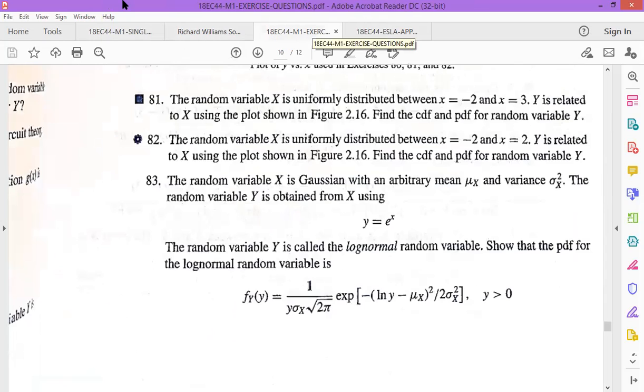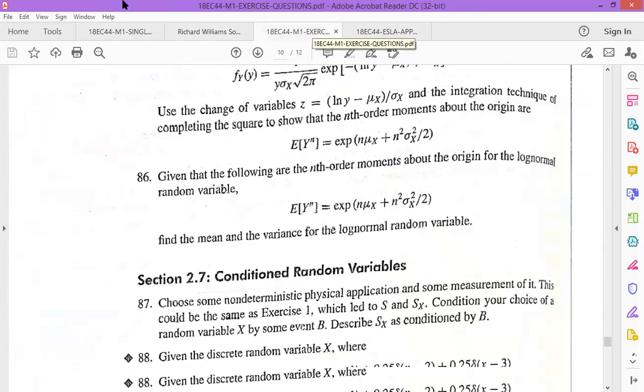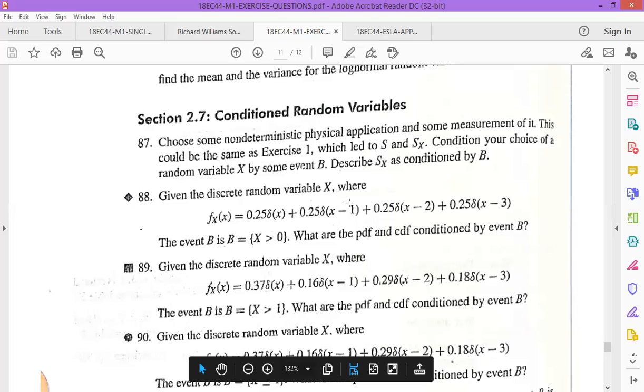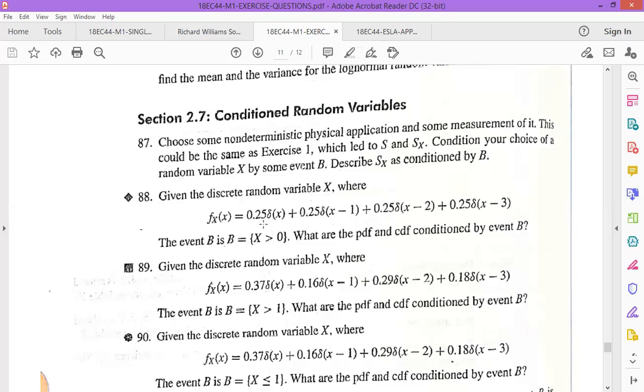So the 88th problem is: the discrete random variable x is given, which is defined as fx of x is equal to 0.25 delta of x plus 0.25 delta of x minus 1 plus 0.25 delta of x minus 2 plus 0.25 delta of x minus 3. The event B is equal to x greater than 0. So what are the PDF and the CDF conditioned by the event B?